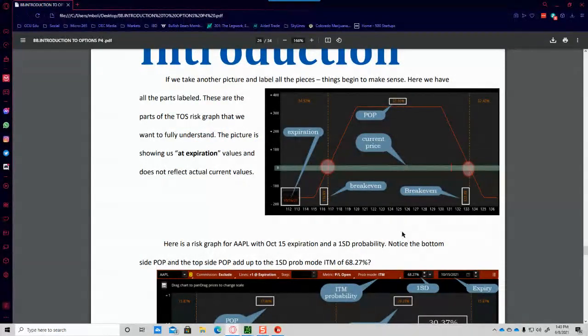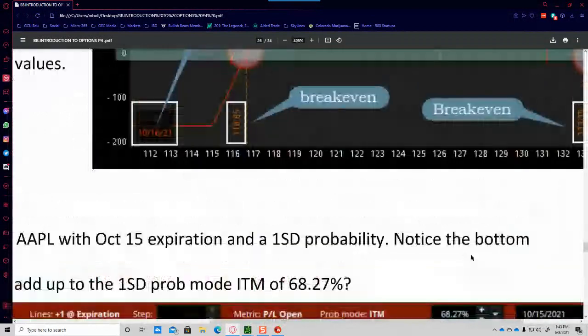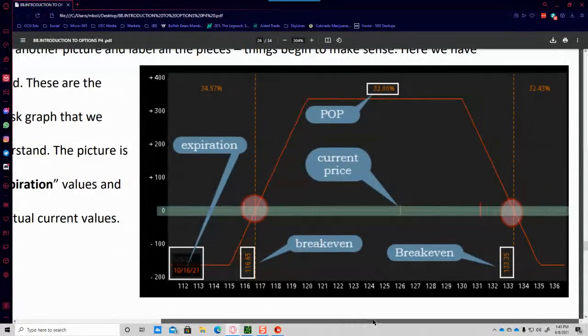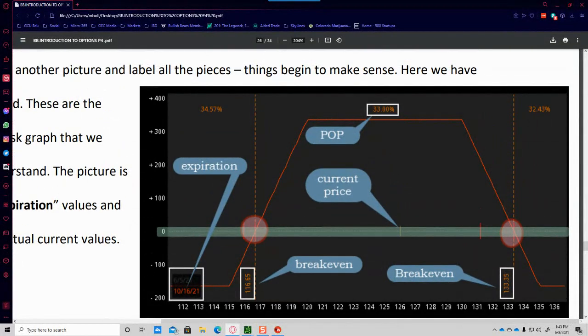So what can we tell from the picture? And if we were to label these a little bit, we start to get an understanding of things. So the next time we go to put something in there, we'll have a better idea of what we're looking at.